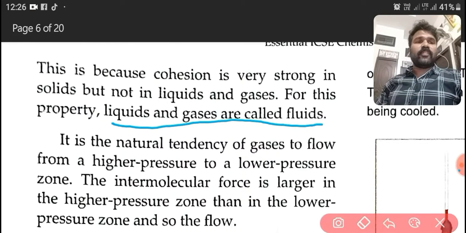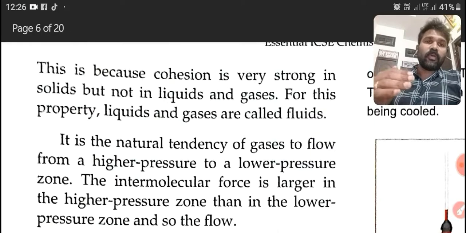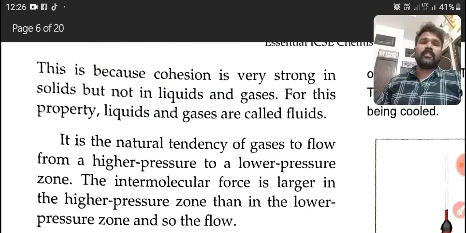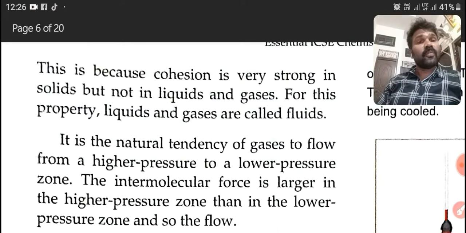It is the natural tendency of gases to flow from a higher pressure zone to a lower pressure zone. The intermolecular force is larger in the higher pressure zone than in the lower pressure zone, and so the flow. That's why liquids and gases flow from a higher pressure zone to a lower pressure zone.